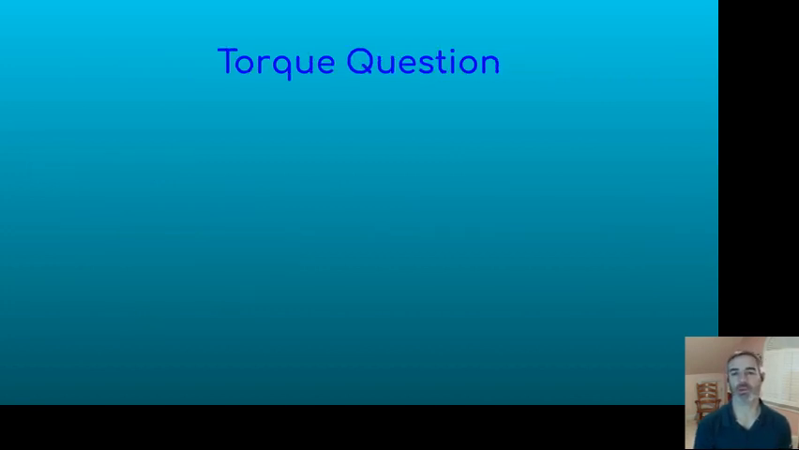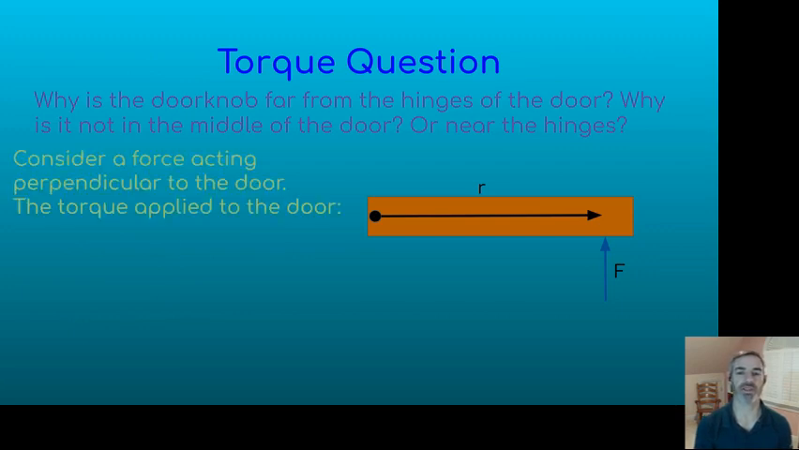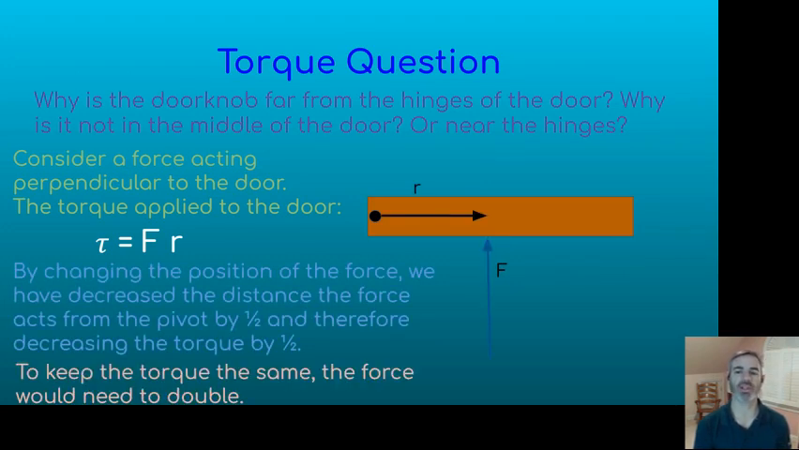So here's a question for you. Why is the doorknob far from the hinges of a door? Why isn't it in the middle of the door, which would be symmetrical and look kind of fancier and nicer? Why isn't it closer to the hinges? With force being applied at some distance, we know that's causing a torque. If we consider the force acting perpendicular, torque equals force times distance, so if we apply the force at half the distance from the pivot point, then in order to apply the same torque, we would need to double the force that's applied.